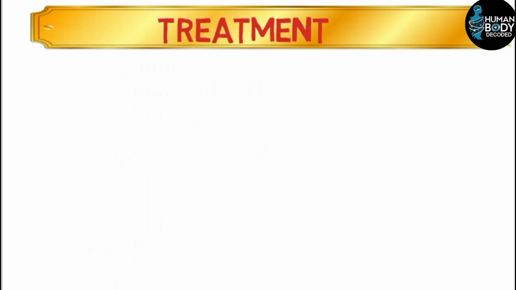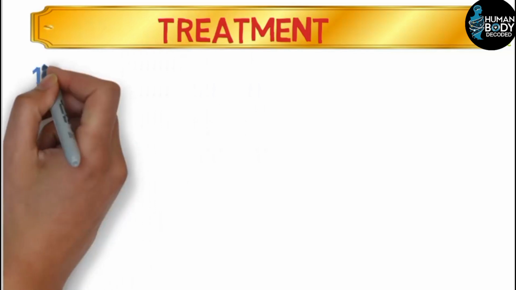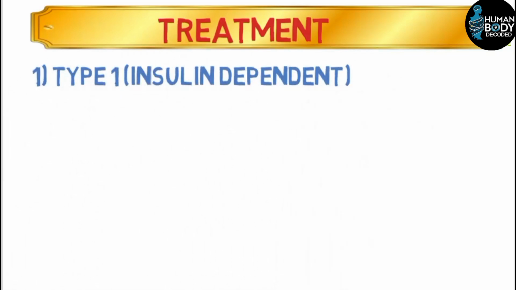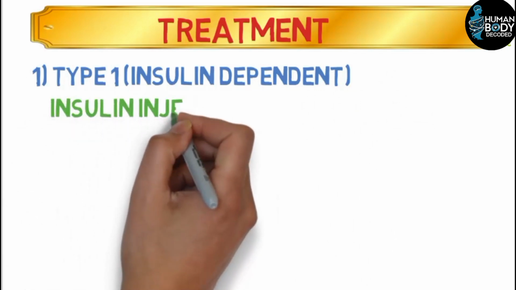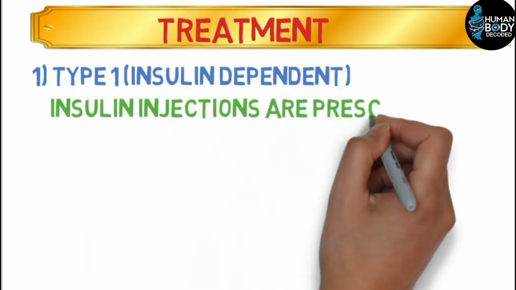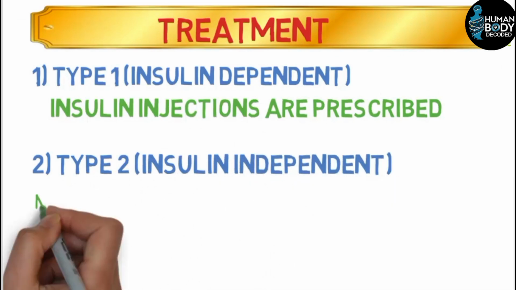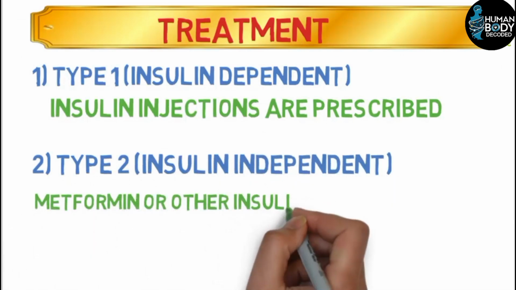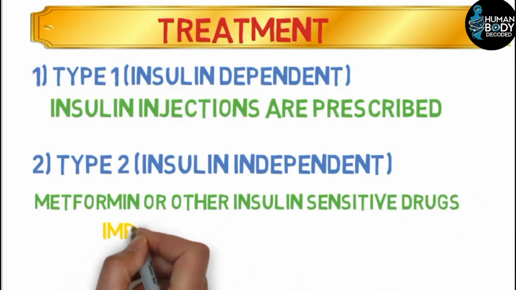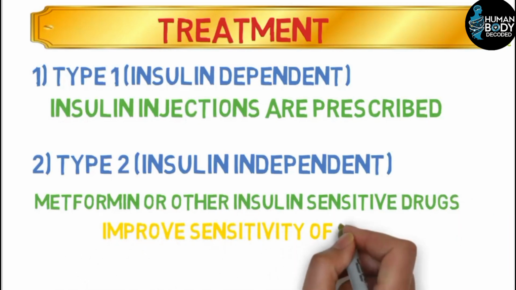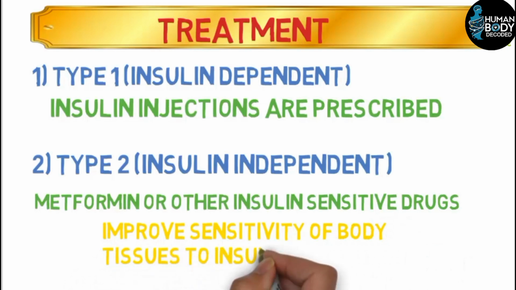Treatment of diabetes. Let's talk about the treatment for each type. For type 1 diabetes, since insulin is not produced, we give insulin injections to normalize blood glucose levels. For type 2 diabetes, we use medications like metformin to improve insulin receptor sensitivity, which helps reduce blood sugar levels.